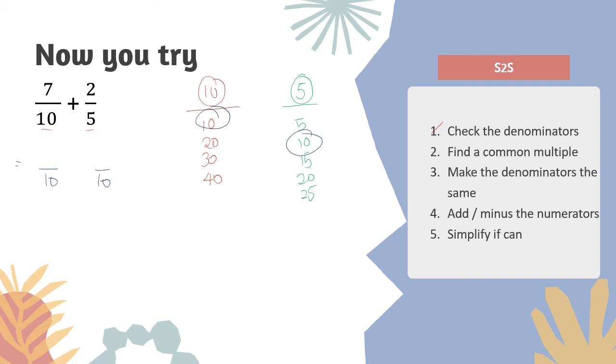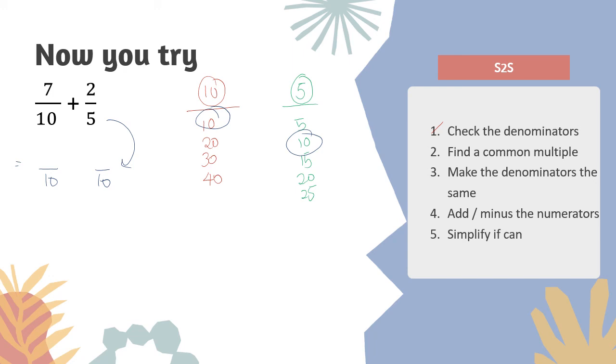but this one is already 10. The denominator is already 10, so you do not need to multiply it with anything because it's already 10, 10 to 10. But you need to change the other fraction, which is this. You need to change from 5, you need to change it to 10.